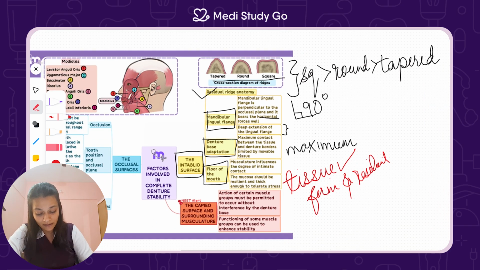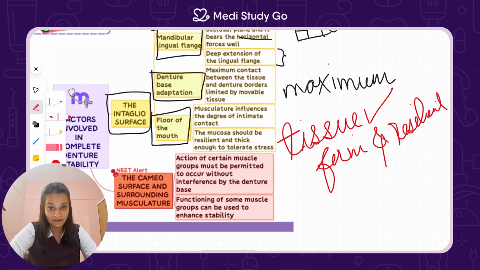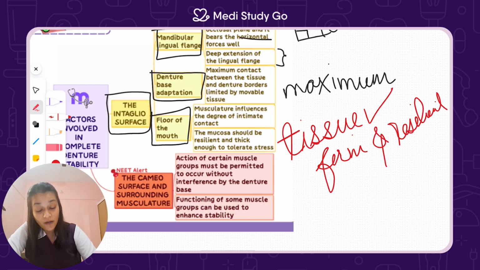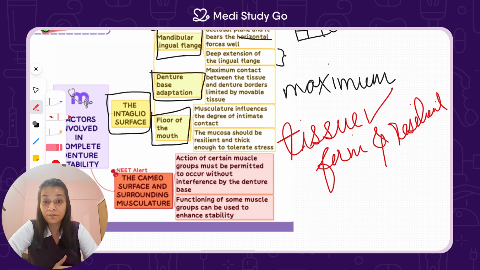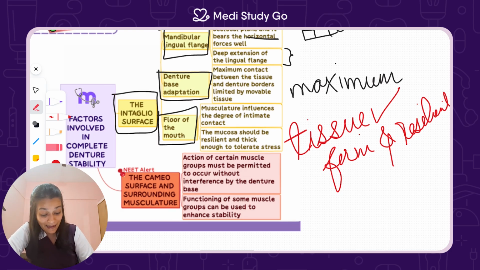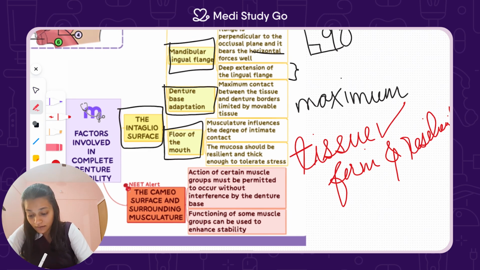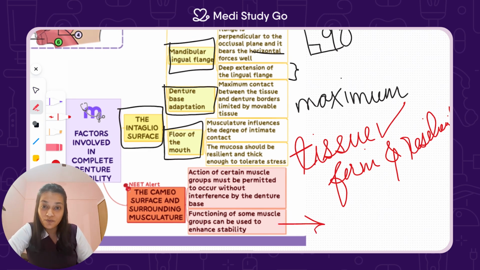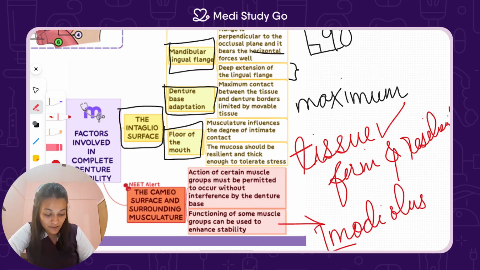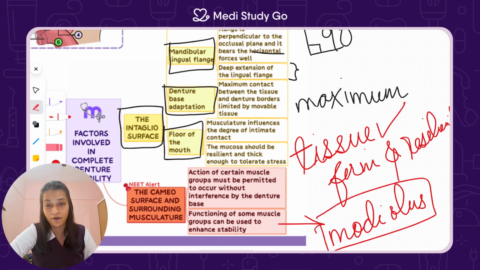Now we move on to the polished surface. Now we know that this surface is going to come in contact with adjacent tissue. So there is going to be action of muscle group that should be permitted, right? It shouldn't interfere with muscle movement. It should easily allow muscles to do their function. So functioning of some muscle can be used to enhance stability. And when we talk about this factor, what comes to our mind? It is the modulus. Now, this is very, very important when we talk MCQ point of view, when we talk examination, like competitive examination point of view.